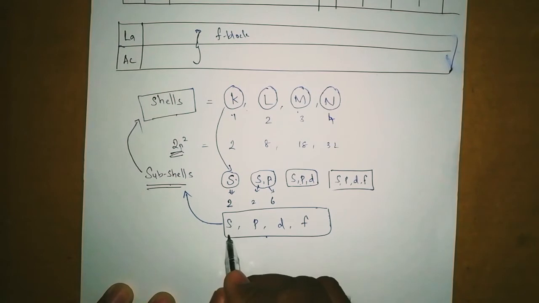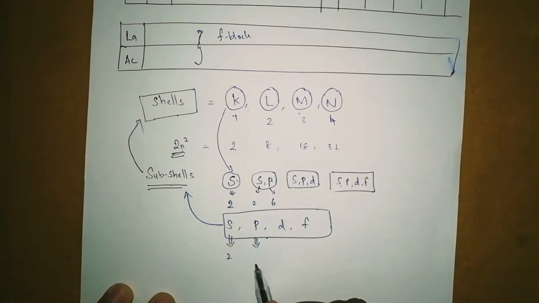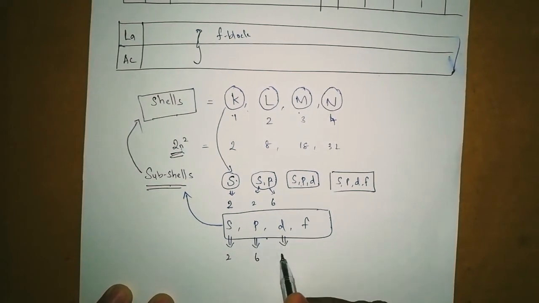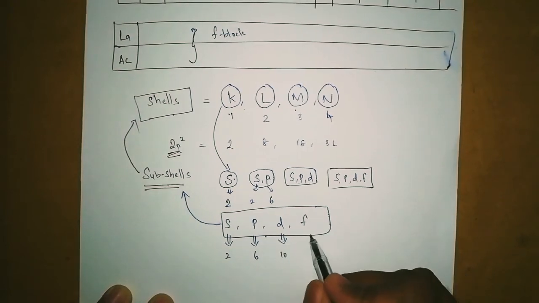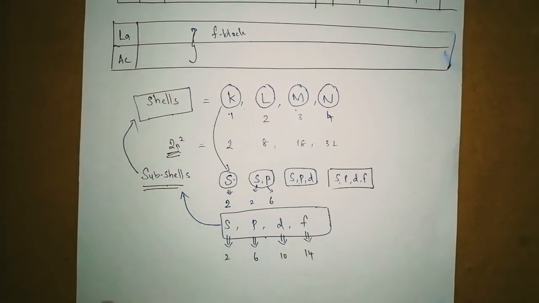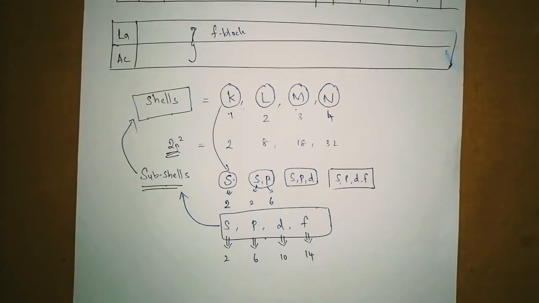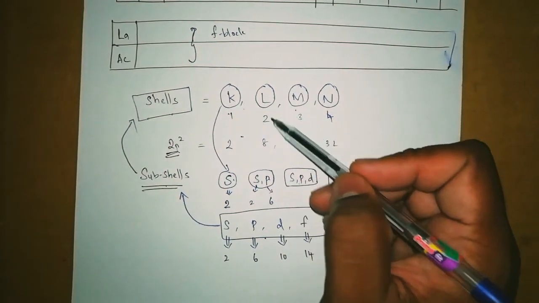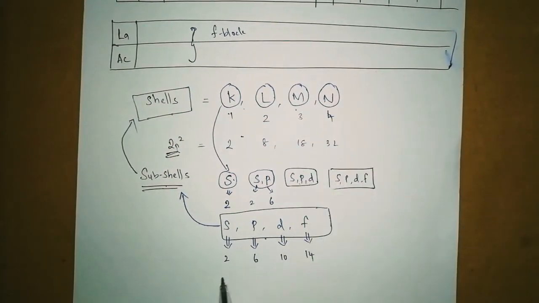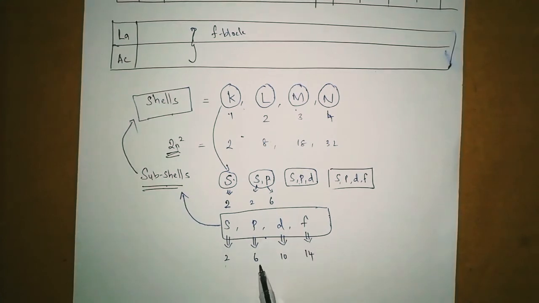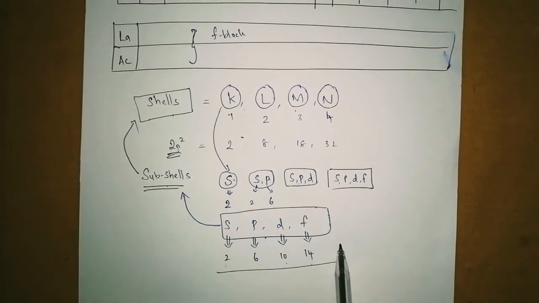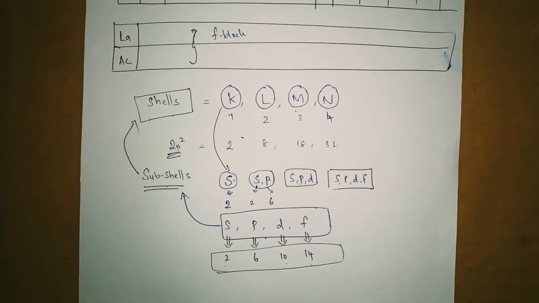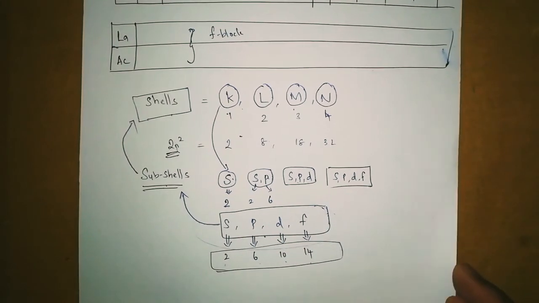As I know, S can occupy only 2 electrons, P can occupy 6 electrons, D can occupy 10 electrons, and F can occupy 14 electrons. This you have to remember. As we know already, K could occupy 2 electrons, L can occupy 8 electrons, like that. Here S could occupy 2, P can occupy 6, D can occupy 10, F can occupy 14. Clear? Will you be able to understand this?